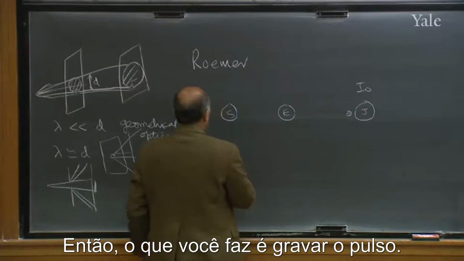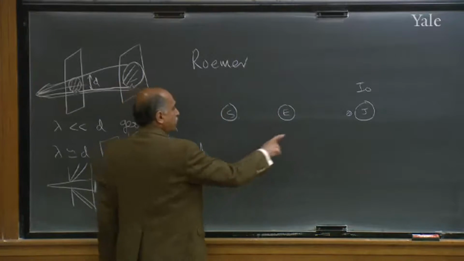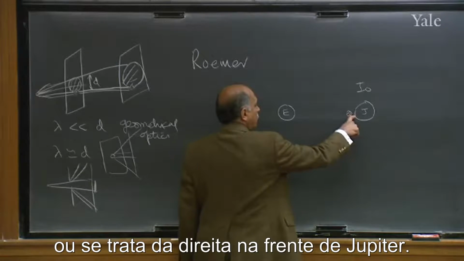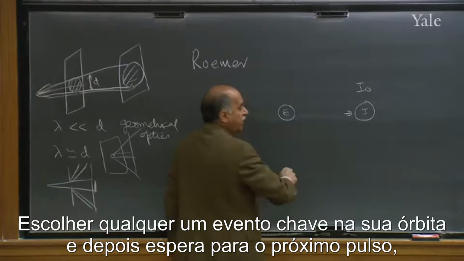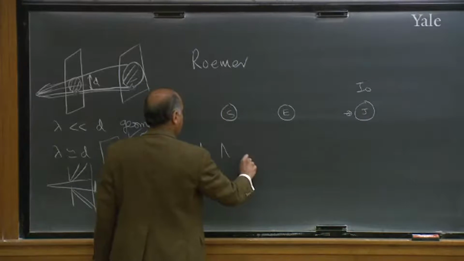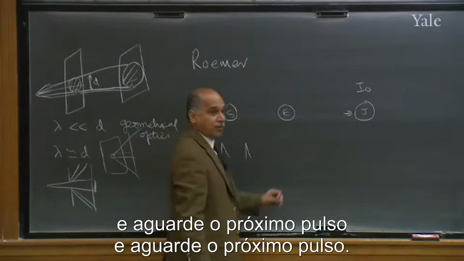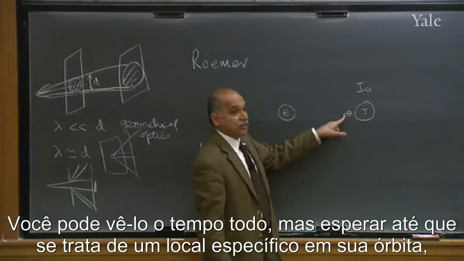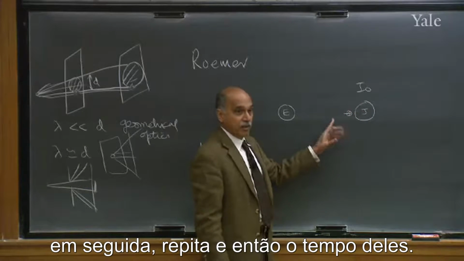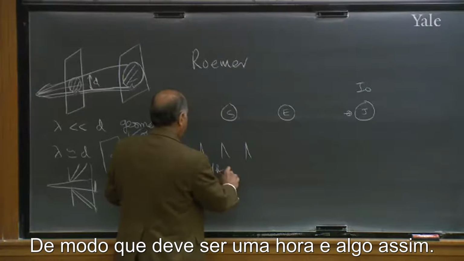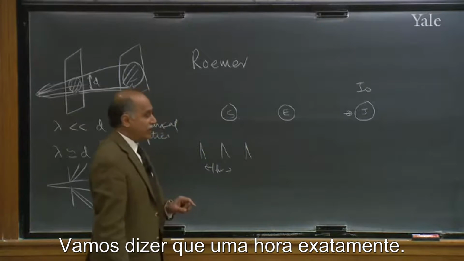So what you do is you record the pulse. Let's say you wait till it's hidden behind Jupiter, or it comes right in front of Jupiter. Pick any one key event in its orbit, then wait for the next pulse, and the next pulse, and the next pulse. You understand what I mean by pulse? You can see it all the time, but wait till it comes to a particular location in its orbit. Then repeat. Then time them. So that should be 1 hour and something. Let's say 1 hour, exactly.